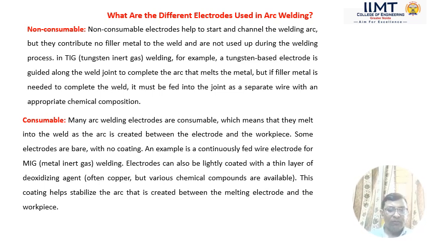Now come to consumable electrodes. Many arc welding electrodes are consumable, which means that they melt into the weld as the arc is created between the electrode and the workpiece. Some electrodes are bare, which means there is no coating on the electrode. An example is the continuously fed wire electrode for MIG, metal inert gas welding. Electrodes can also be lightly coated with a thin layer of deoxidizing agent, which may be copper. This coating helps stabilize the arc that is created between the melting electrode and the workpiece.